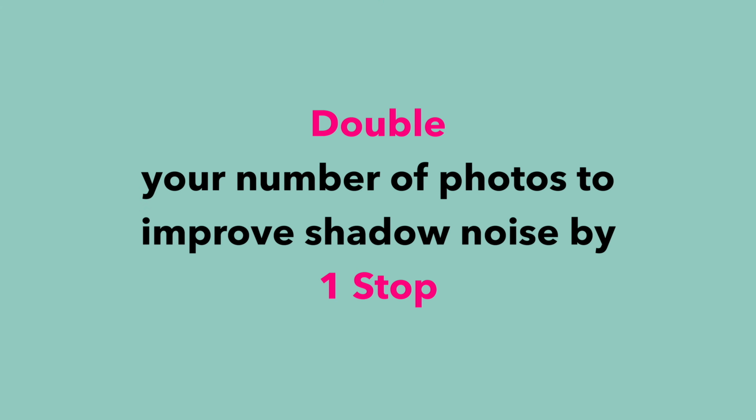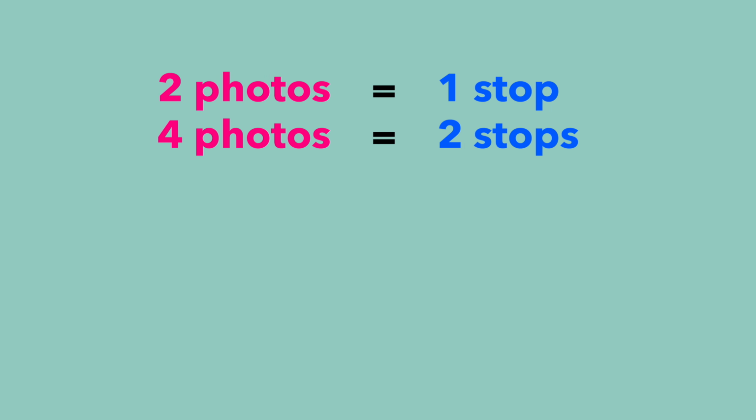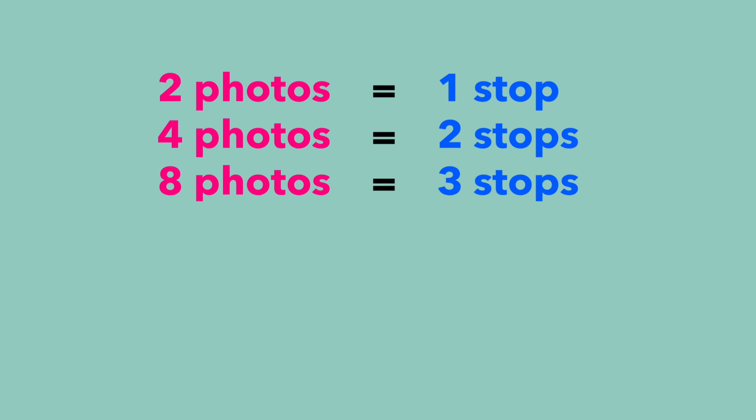Now specifically, the amount of shadow improvement that you can get with this technique just depends on how many photos that you take. Every time that you double the number of photos, you're going to improve the detail in the shadows by 1 stop. So if you take 2 photos, you've improved the noise by 1 stop, 4 photos gives you 2 stops, 8 photos for 3 stops, and so on.